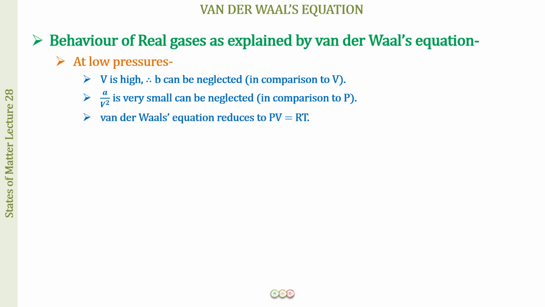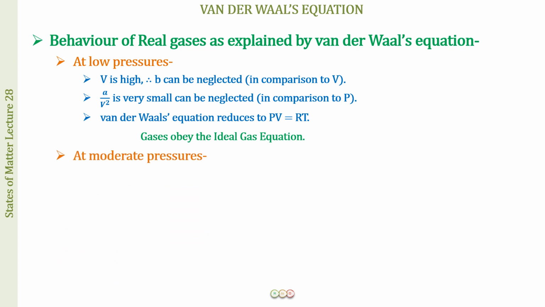So the van der Waals equation simply reduces to PV equal to RT for 1 mole of a gas. Okay, and this means that at a very low pressure, gases do obey the ideal gas equation. Next, we move on to a moderate pressure.